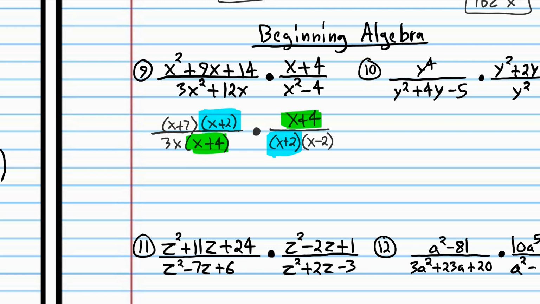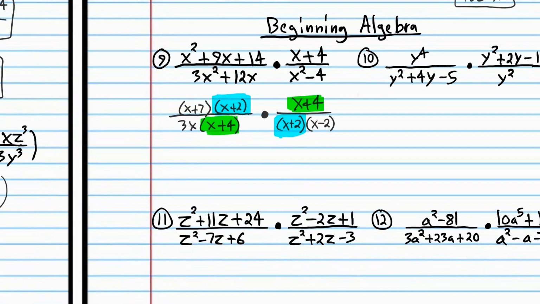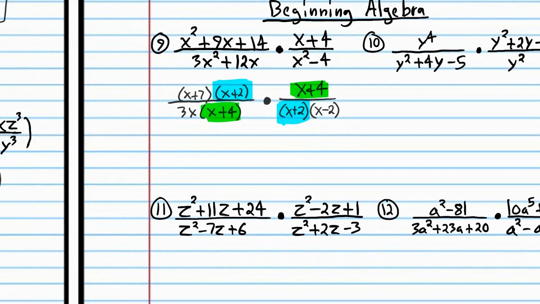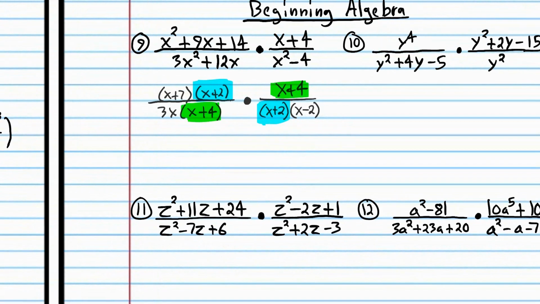It doesn't matter if it's on the same fraction or a different fraction. And it looks like at that point we're done. So then we just multiply straight across. Now notice that because this x plus 4 canceled out, there's actually nothing in the numerator. If there's nothing in the numerator, it's assumed to be 1.